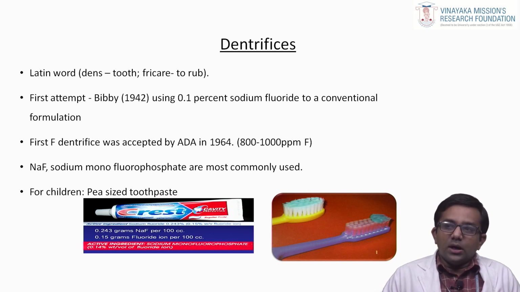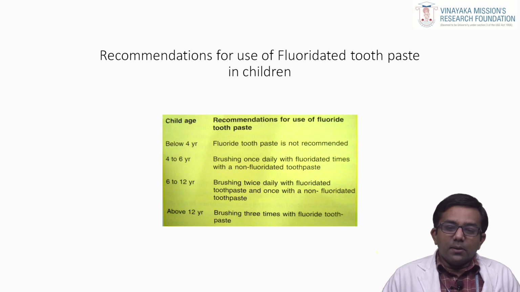For children we use a pea-sized amount of toothpaste, whereas for adults we use a bigger quantity of toothpaste. So, this is a recommendation for the topical fluoride application for children. For below 4 years, a fluoride toothpaste is not recommended. For 4 to 6 years, brushing once daily with fluoridated toothpaste or a non-fluoridated toothpaste. For 6 to 12 years, we advise brushing twice daily with fluoridated toothpaste and once with non-fluoridated toothpaste. Above 12 years, brushing 3 times with fluoridated toothpaste.